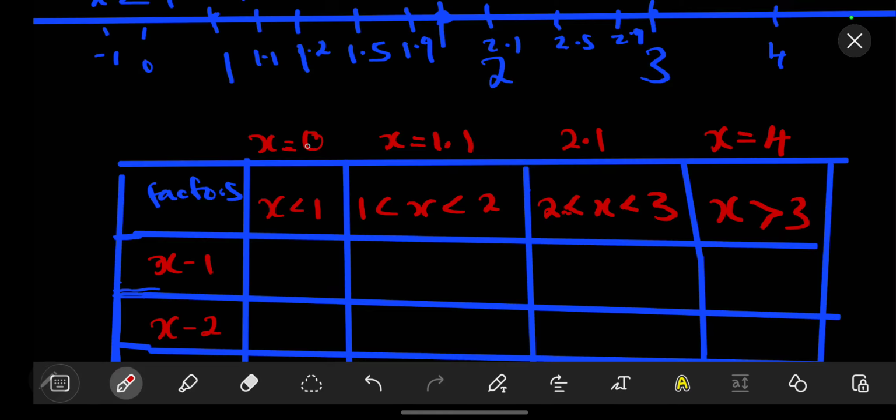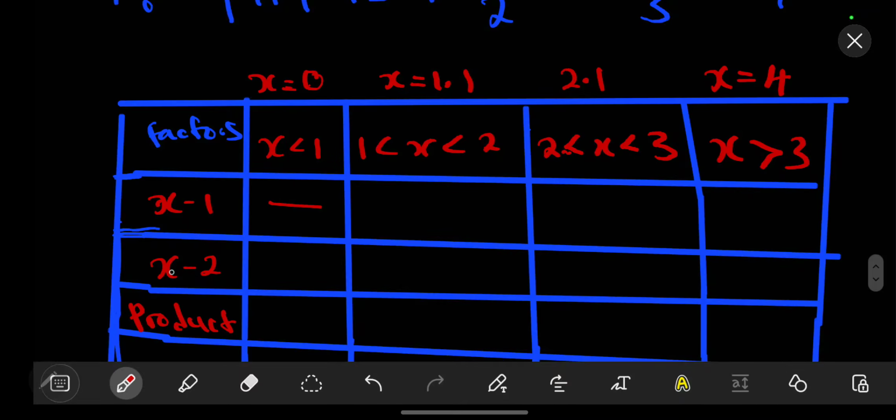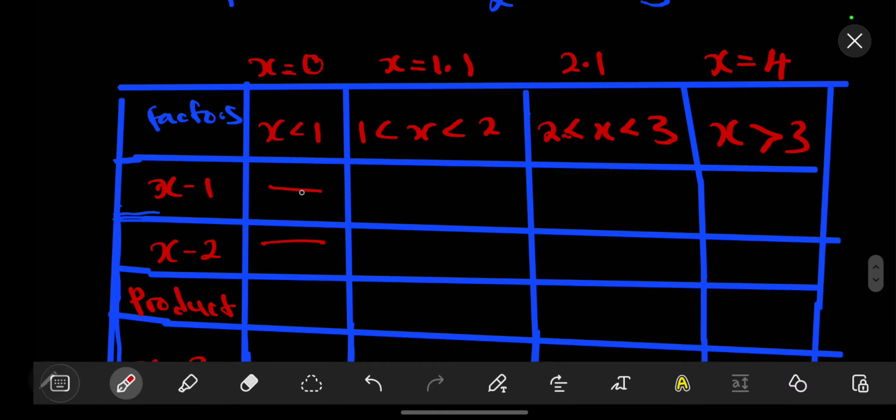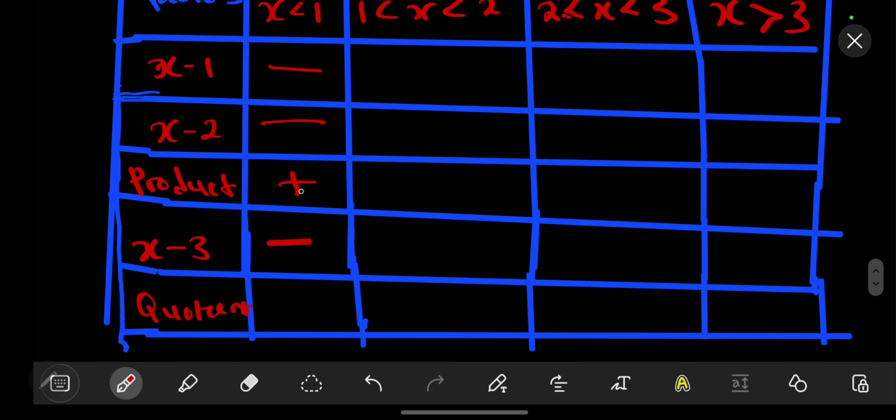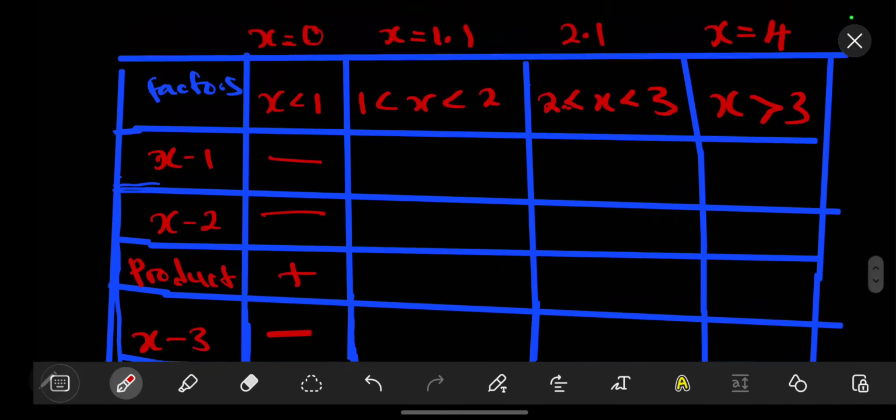With that, we can replace. If we put 0 here, it will be 0 minus 1, which will be -1. So we are going to put a negative. If we put 0 here, it will be 0 minus 2, which is a negative, like that. Then negative times negative will be a positive. As we move on, if we put 0 here, it will be 0 minus 3, which is -3. So it will be a negative here. If we divide our product by this negative to get our quotient, we are going to have a negative, like that.